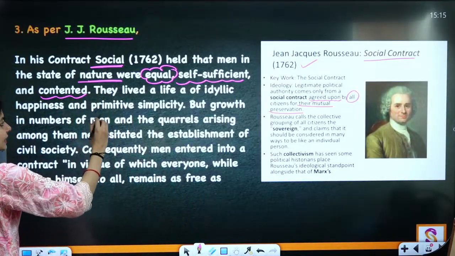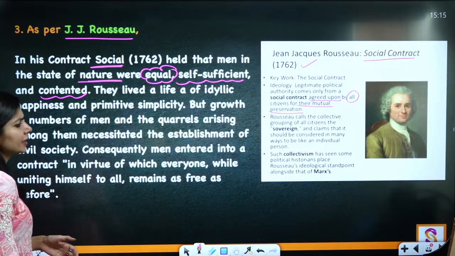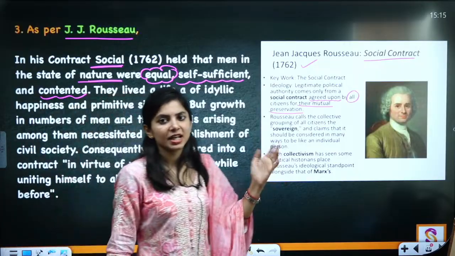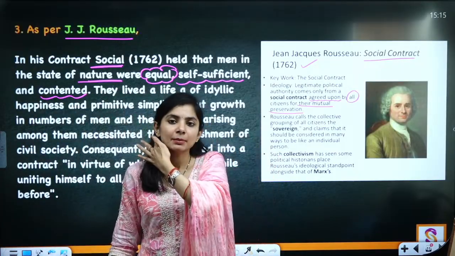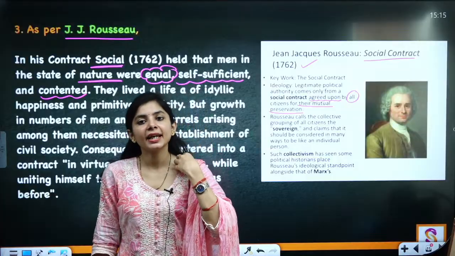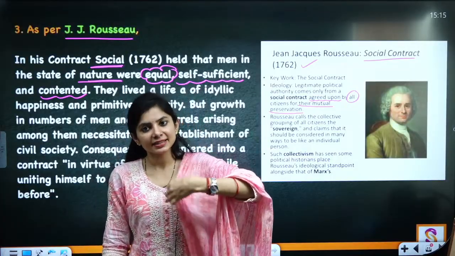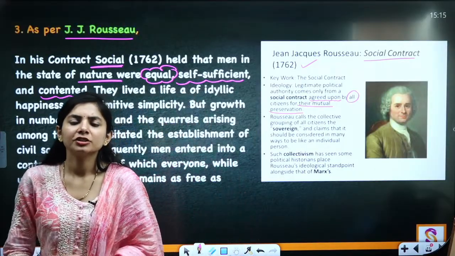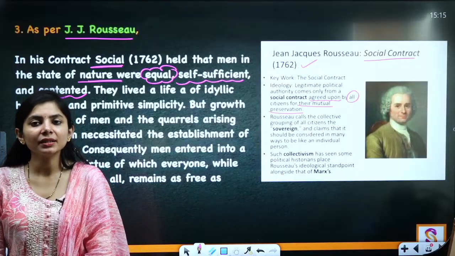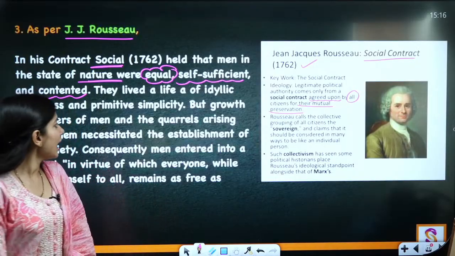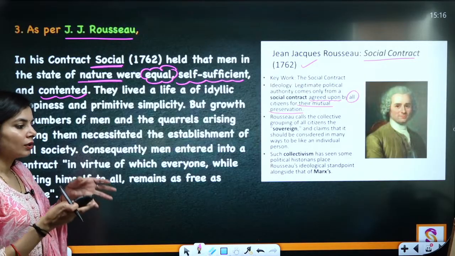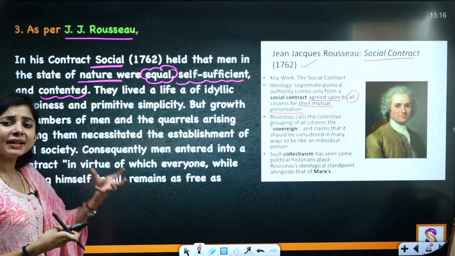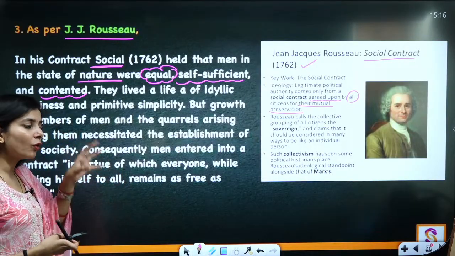So he said that people were living in primitive simplicity. Primitive simplicity means, for example, in the village area, people have fewer resources, but still they consider themselves happy with fewer resources. So this is something we refer to, to show that people in society want to possess more and more resources, but still want to live a simple life.